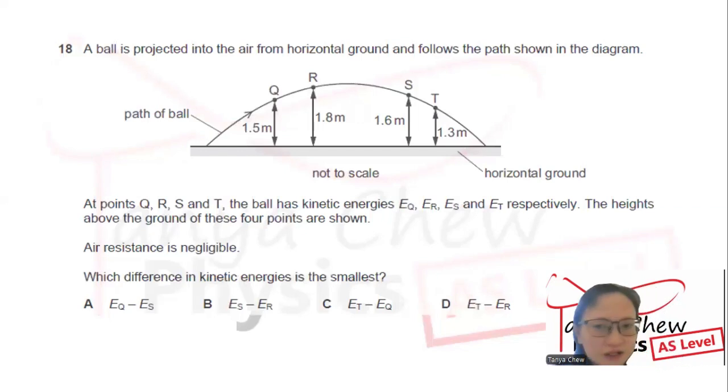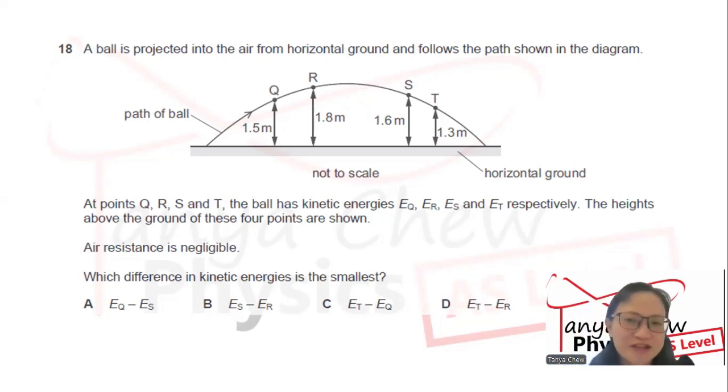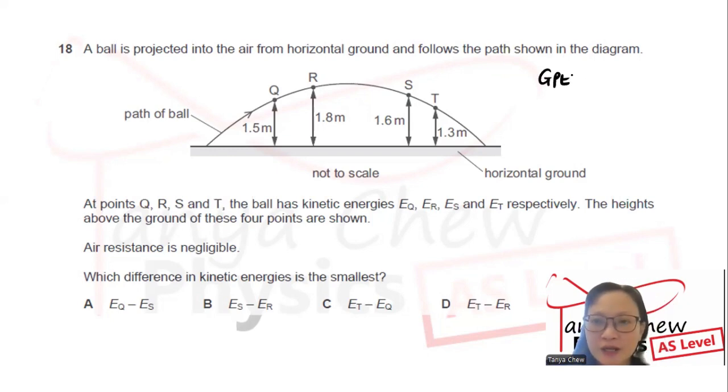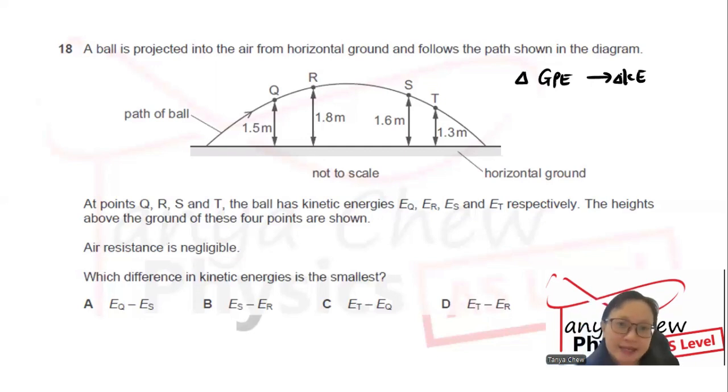Do you know how I solved this question? Since the heights are being given, I'm actually finding the difference in height, because air resistance is negligible. So I would say that the change in gravitational potential energy is equal to the change in kinetic energy. If I want to get the smallest difference in kinetic energies, I just find the smallest change in height. I'm using this: the change in GPE is equal to the change in KE.